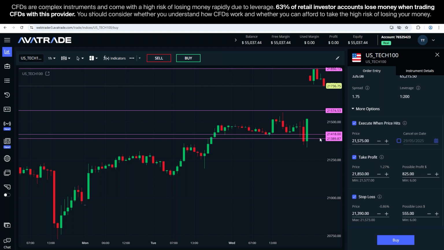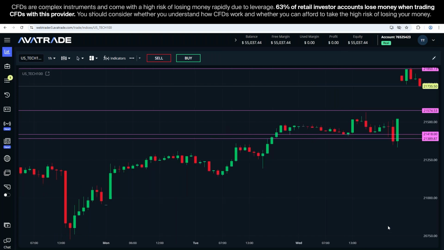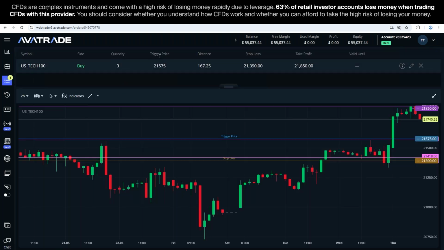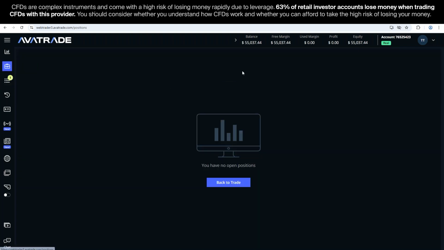So once I get it set the way I like it and I am happy with the risk reward, now I can go ahead and enact the pending order. And we'll see that this is not a live trade yet because it's a pending order. So it's listed over here under orders. And you'll see if it hits the strike price, the trigger price, then it will open. This is the price that will trigger the trade to be opened. And then we would see it listed in the positions at that point. It would be an open position.